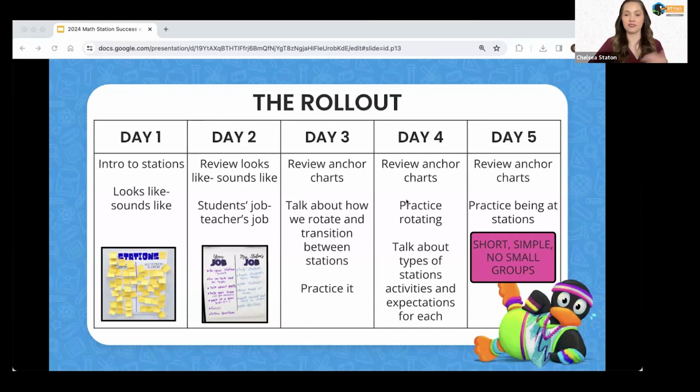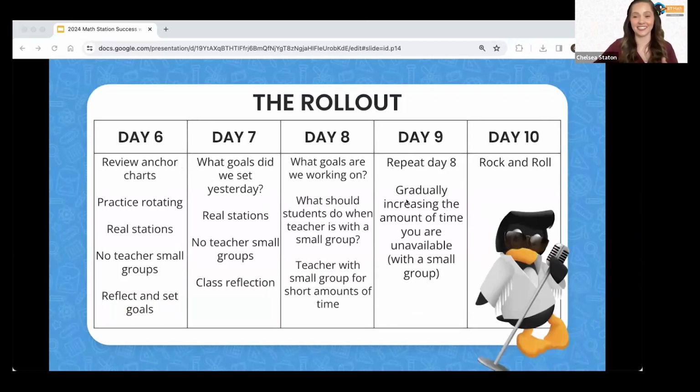So those first couple days, we would actually sit at our tables, pretend we're working on something, get up and move. And if we do it wrong, we would start over and do it again because we're going to practice doing things correctly. And it took me, I have 10 days here, a full 10 days to get stations rolled out at a level where I felt comfortable getting started with actual math content.